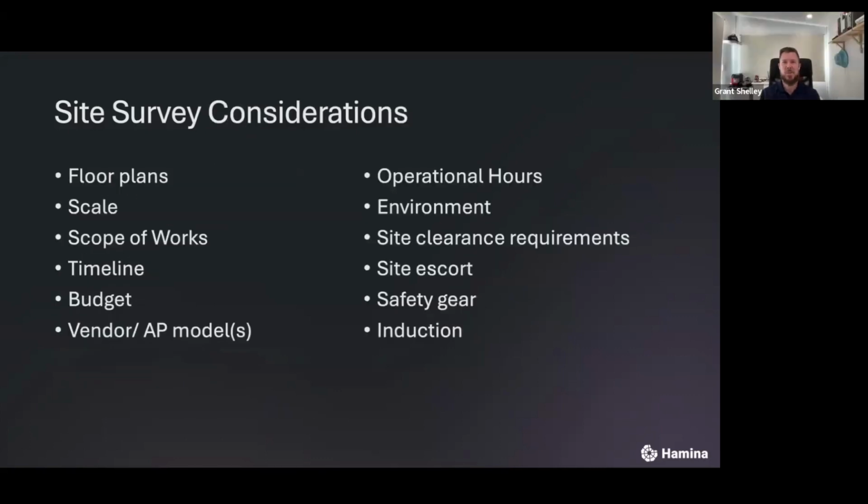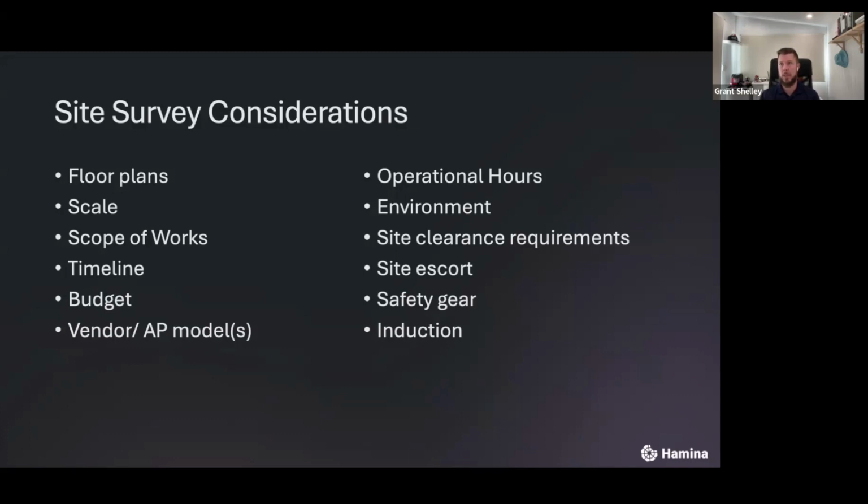Yeah. So just some considerations. Obviously floor plans. Obviously having something to scale. Understanding the scope of work. So that might be where you do and don't need to survey. So if it's a large campus, do you have to do the outdoor survey? If you do, I would probably be doing it in the early morning or late afternoon. Don't do it in the middle of the day. It's going to be really hot.